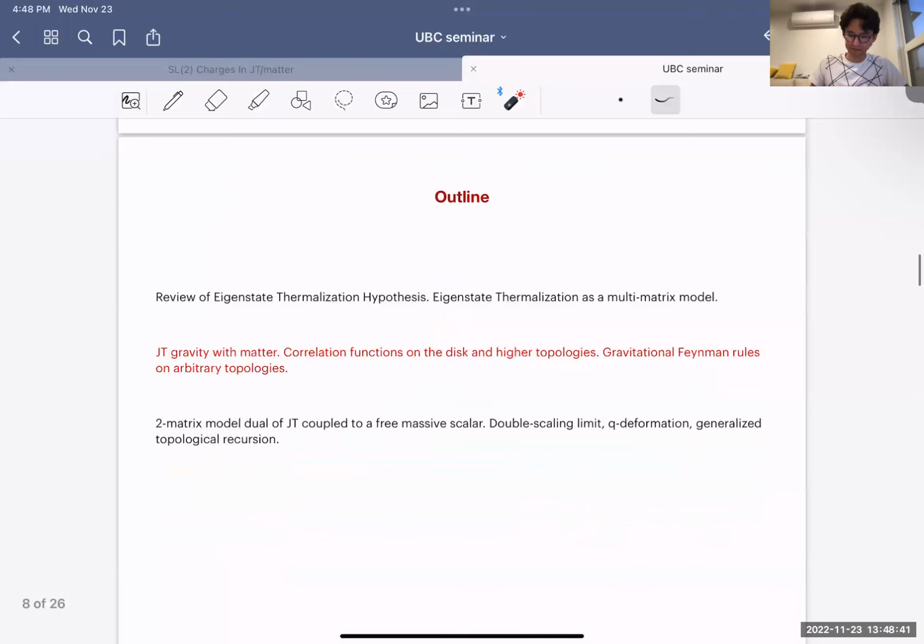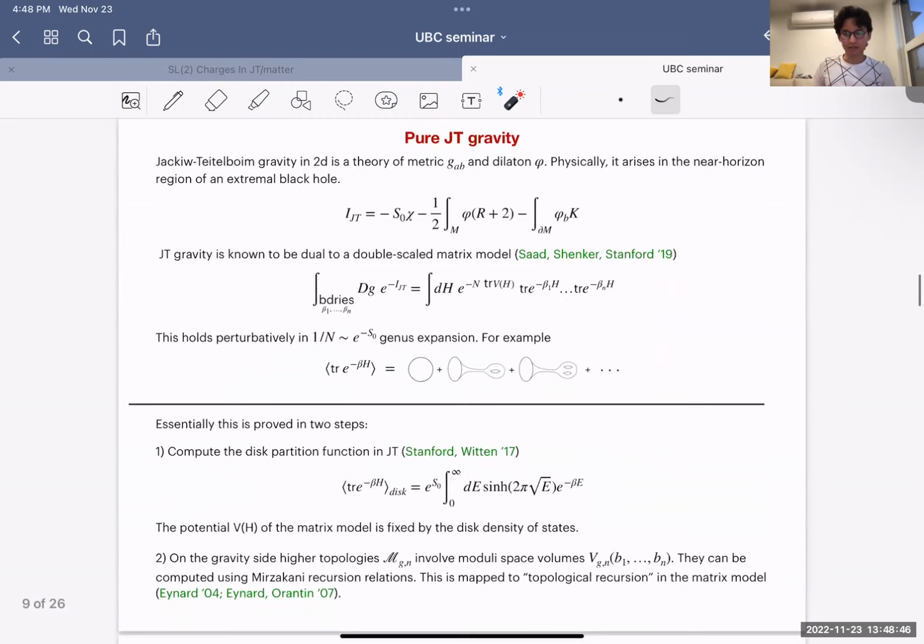Okay, so we discuss the JT gravity. Now many of you maybe are rolling your eyes because you've seen this slide like 100 times now. But let me still review this, because we will have a similar logic in the two matrix model and after we couple to the free scalar. So this is sort of important, how this works.